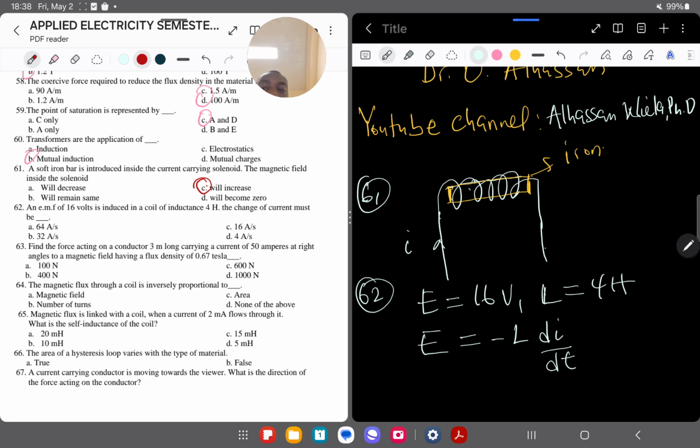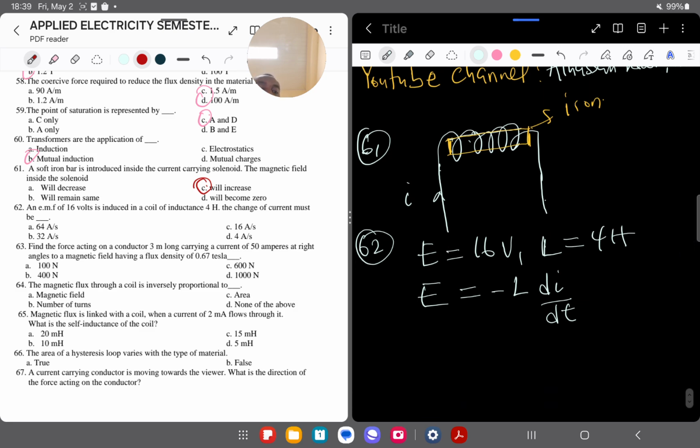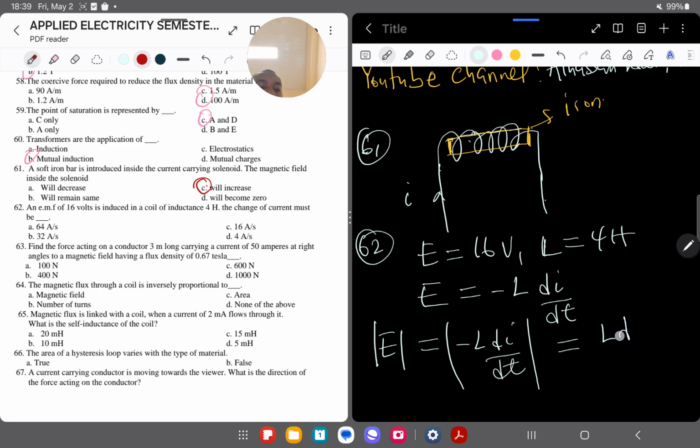Now, since the value for the EMF is 16 volts, it shows that we've taken the magnitude of the induced EMF. So when you take the absolute value for this, you realize that the induced EMF will now be positive: inductance times the rate of change of current. Now you can see that we are given the inductance and the EMF. So we make the rate of change of current the subject.